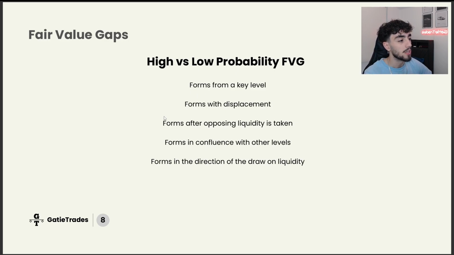It is higher probability if we take opposing liquidity out of the marketplace before forming the gap, if it forms in confluence with other levels. So if you have a fair value gap aligning with some other levels, that is a higher probability fair value gap. And then finally, it forms in the direction of the drawn liquidity, meaning the fair value gap is forming within your bias. And I will give you guys the final example.